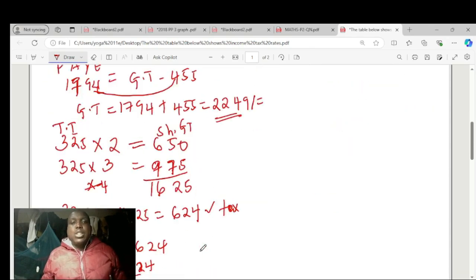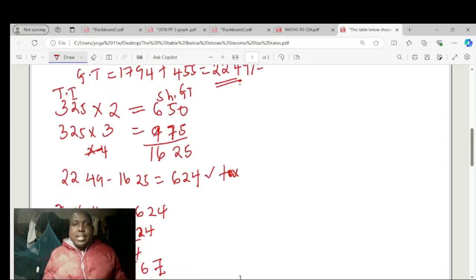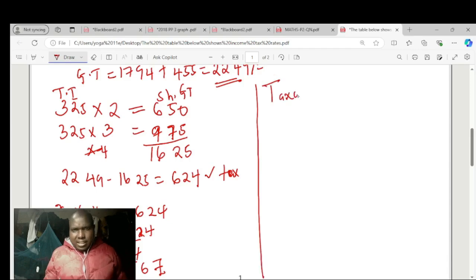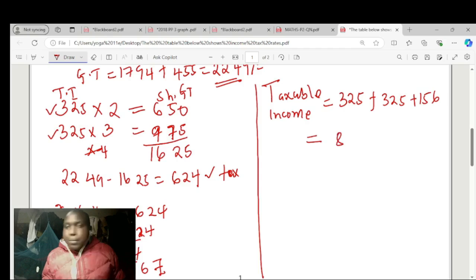Now let us get the total taxable income. Total taxable income is simple. Now we are going to add. Taxable income is equal to 325 plus, that is this one. We add this plus our x plus 325 plus 156. And this one will be our taxable income, which will be 806 Kenya pounds. But the question was asking us to get the basic salary.